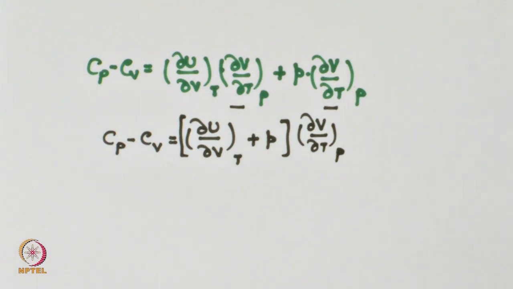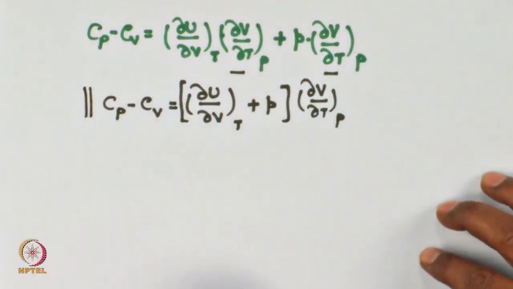See, what I have done is, we have not so far used any condition for ideality. That means, the equation that we have developed for Cp minus Cv is applicable to all the systems. It is not just applicable to the ideal gases, but it is applicable to all the systems. It allows for the deviations from ideality. Now, from this equation, I can further derive two equations.